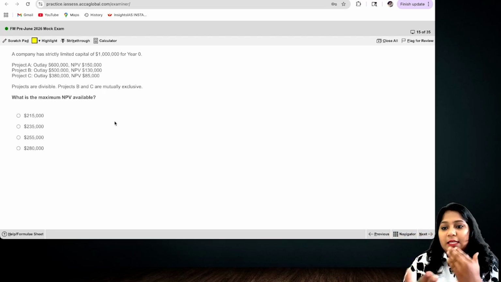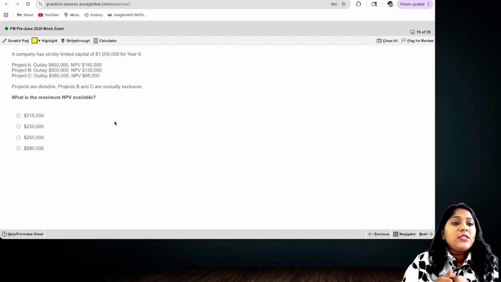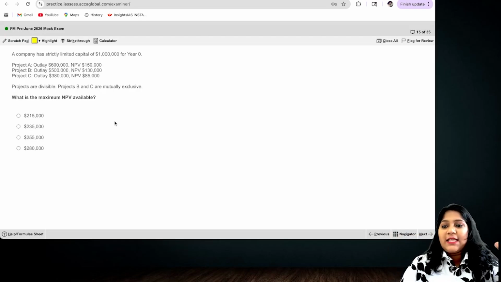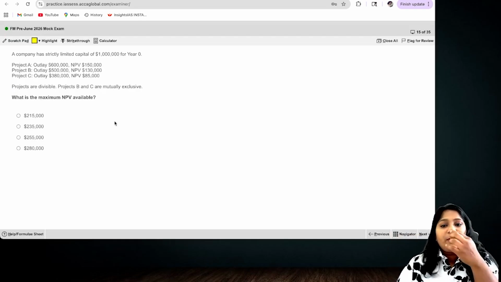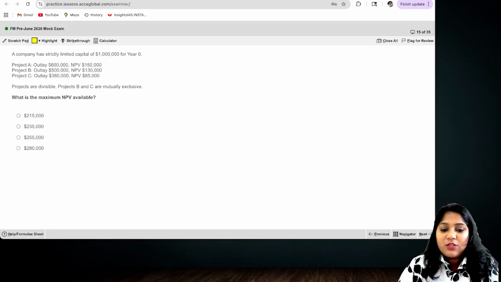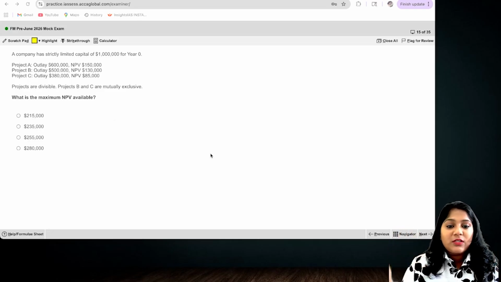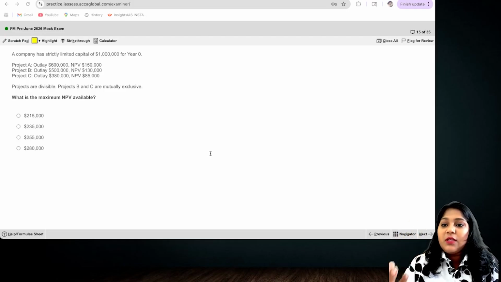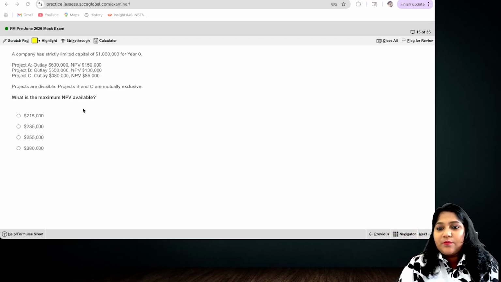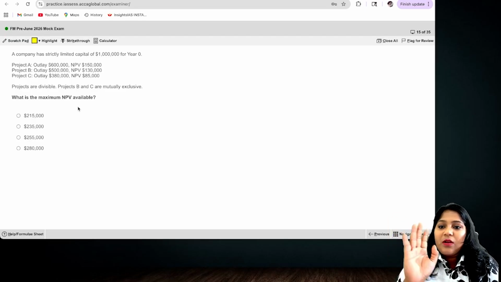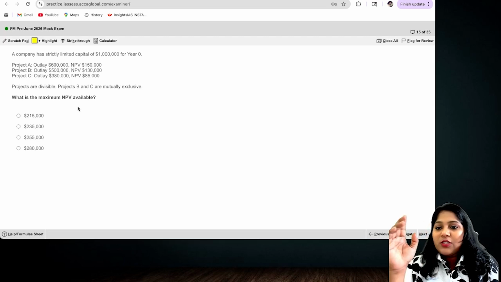Right? Let's move to the last question of your section A. A project has strictly limited capital of 1 million in year 0. So what topic are they even trying to assess here? They're talking about capital rationing. Project A has an outlay of $600,000, NPV of 150. Project B, outlay of 500, NPV of 130. Project C, 380, NPV of 85. Projects are divisible, but project B and C are mutually exclusive. Tell me what is the maximum NPV available.